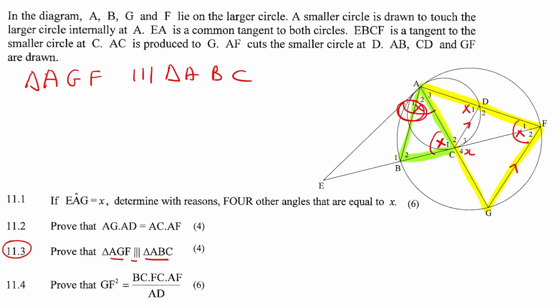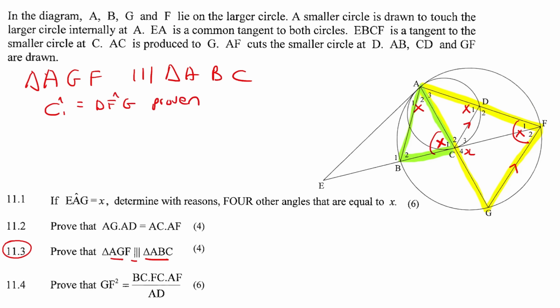This X, by the way, is not part of the green triangle. That X is the whole thing over there, so don't get caught out there. However, this X here is part of the green triangle, and this X here is part of the yellow triangle. So we can immediately say that they are equal. We can say that C1 is the same as angle DFG, and that has already been proven.